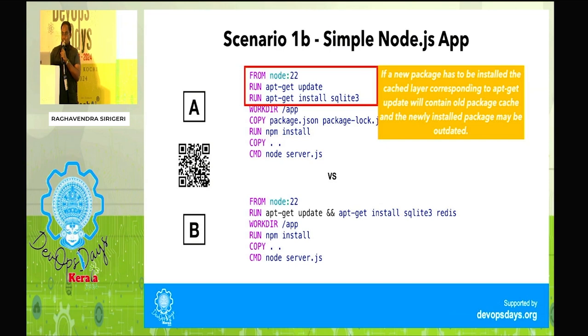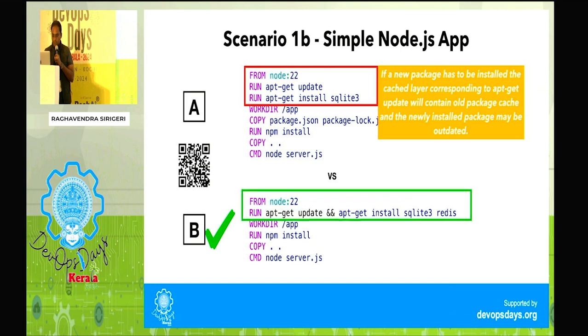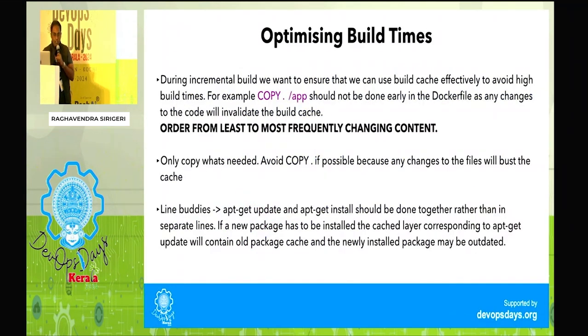So if a new package has to be installed in this cache layer, then apt-get update will contain the old package cache, and the newly installed package will be outdated. So in this scenario, B is the right one. Yeah, so this is something that we already spoke about.